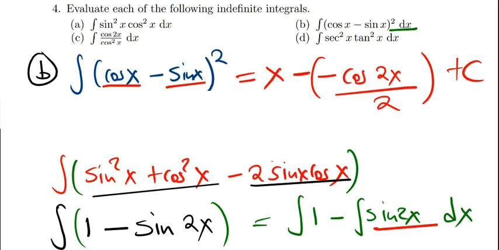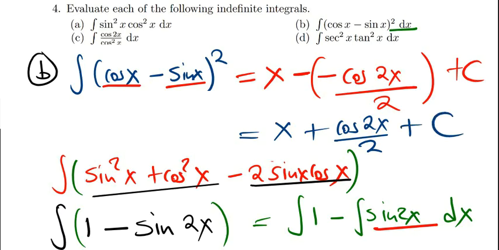So that gives us x plus cosine of 2x over 2, right? Plus c. That's for B. That's the answer. Simple and straightforward, right?